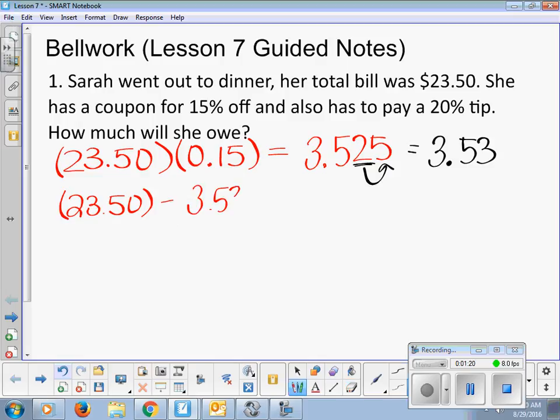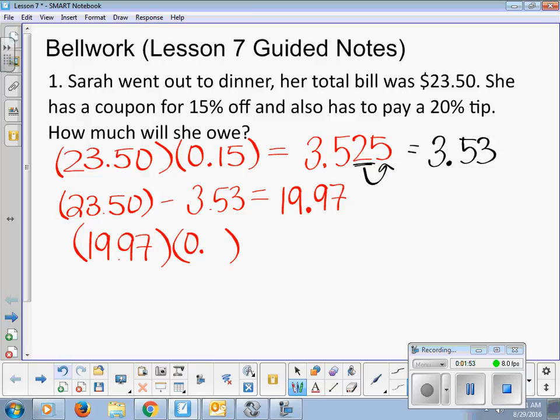So when you subtract $3.53 from $23.50, what did you get? 19.98. I think I should have gotten 97. So $19.97. And then we have to take that and multiply by 20% for our tip. 20% written as a decimal is 0.2 or 0.20. When you multiply those two values together, what do we get for the amount for the tip?